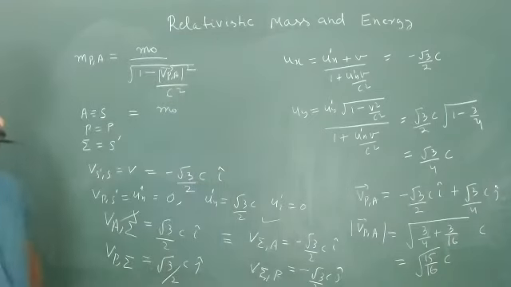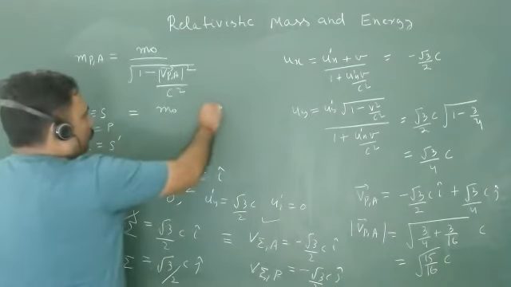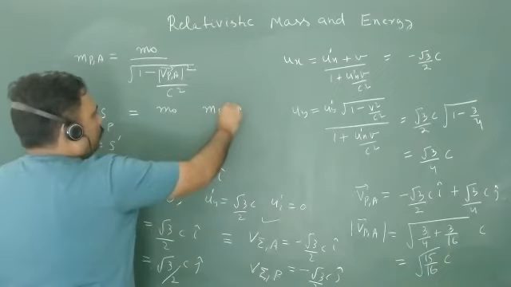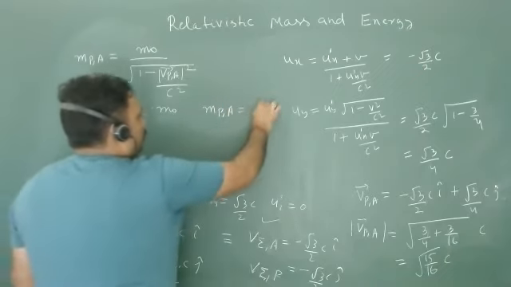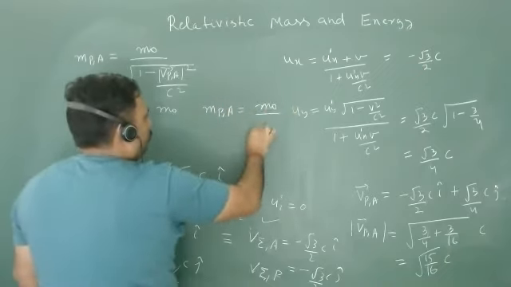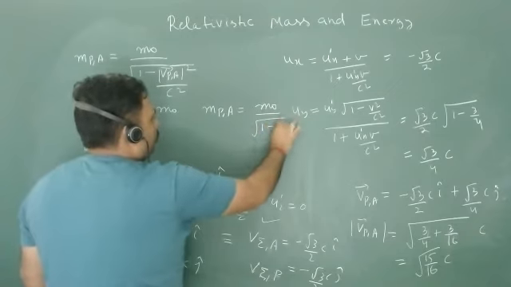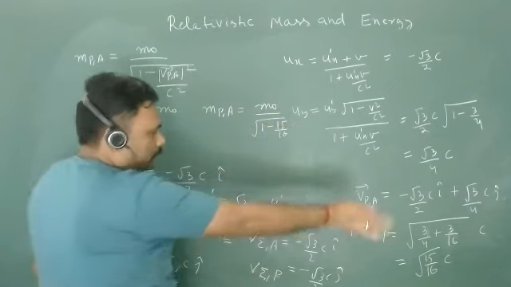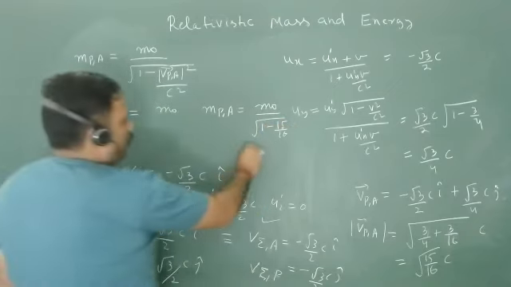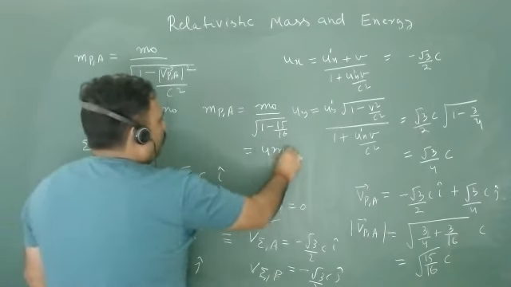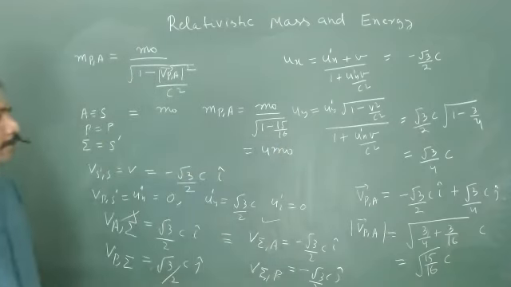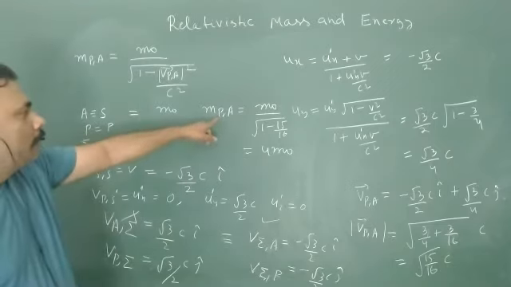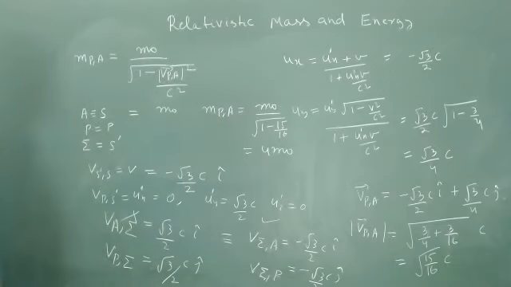If we put this value here, the mass of the particle with respect to A is m naught by root under 1 minus 15 upon 16. C square will cancel out. And what will you get? You will get 4 m naught. Look at this: the mass is 4 times the rest mass as appeared to the observer sitting on A.